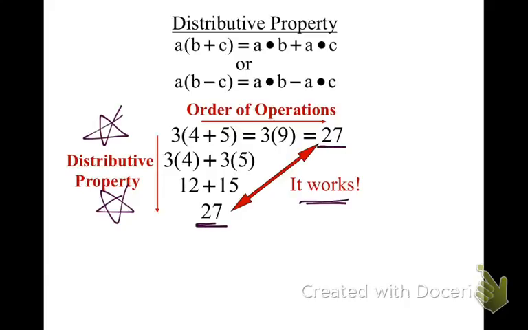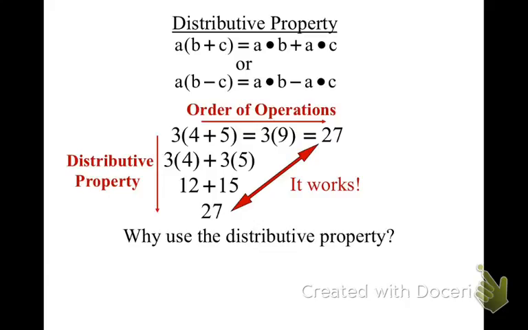Now you might be asking yourself, well, why do I need to do the distributive property? Seems like extra work. So why do we use this? And I'd like this in your notes. Why do we use this? You're about to find out why, because we're going to be getting some variables thrown in there. Now we can no longer use the order of operations.